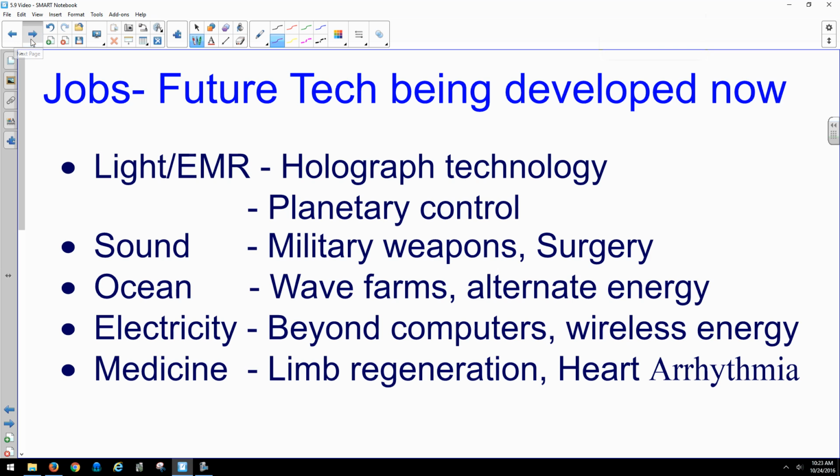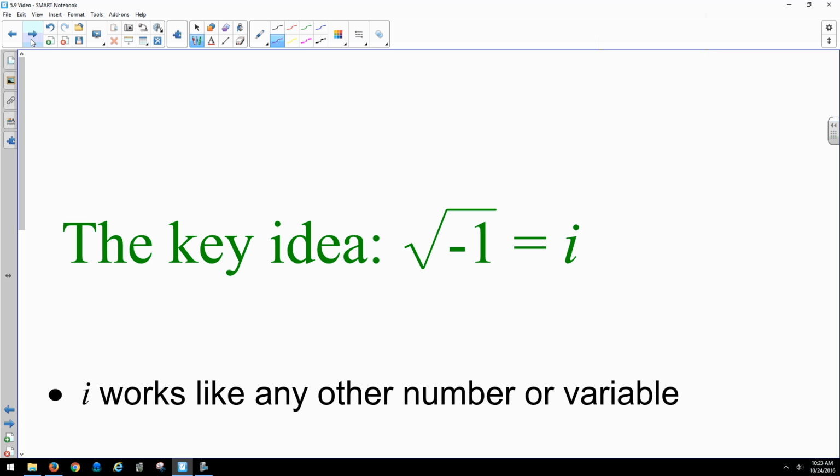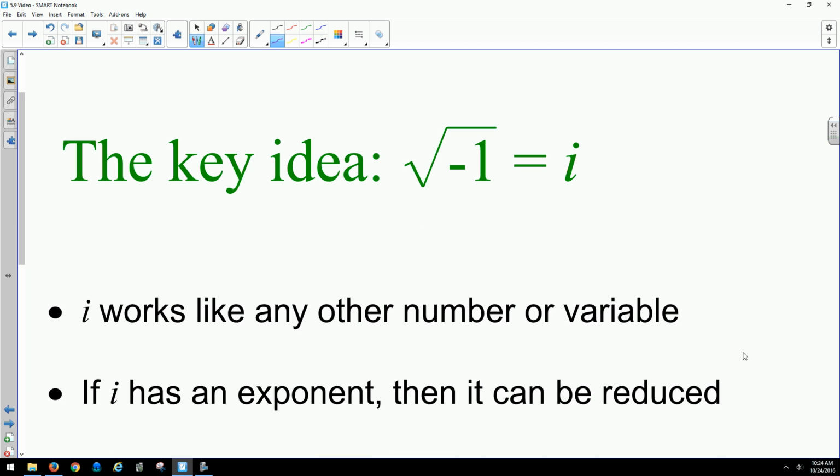So let's jump into this. Here's the key idea. The square root of -1 is equal to this imaginary unit. We call it i. And so you can read this for yourself, but literally you're going to treat it just like x, for example. There's just a few things you have to keep in mind.